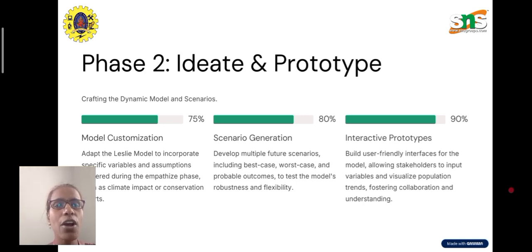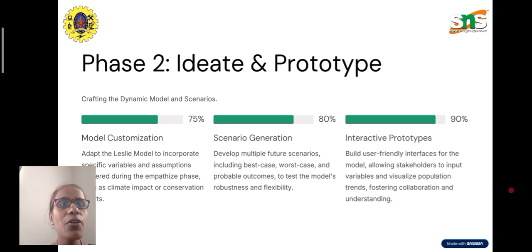So in that case, we are going to develop multiple future scenarios, which include base case and worst case, and we are going to have probability outcomes also. So for that, we are going to test the model's robustness and flexibility. Okay, next, which is okay for 80%, right?